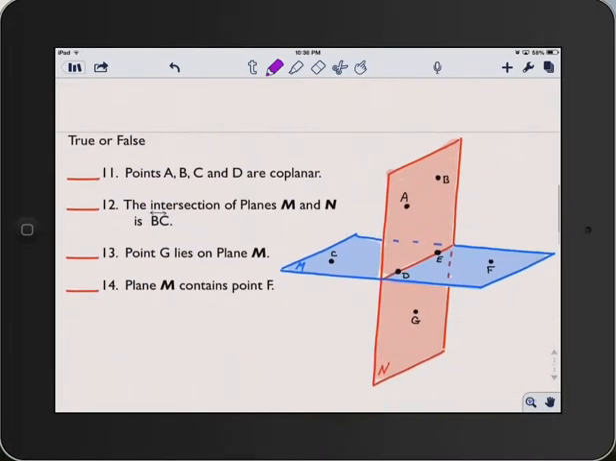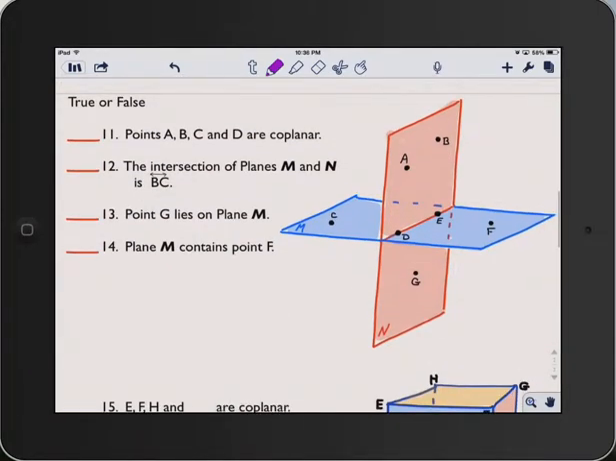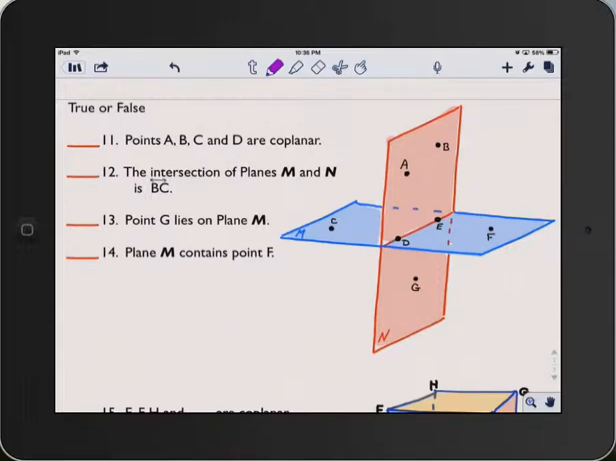Next set of problems, more true and false questions, new diagram. Problem number 11, points A, B, C, and D are coplanar. A, B, and D all lie on the red plane, points C and D lie on the blue plane, and they're not all on the same plane, even if you try to visualize where yet another plane could possibly exist. That other plane, no matter where you locate it, doesn't contain all four of these points, so the answer is false.